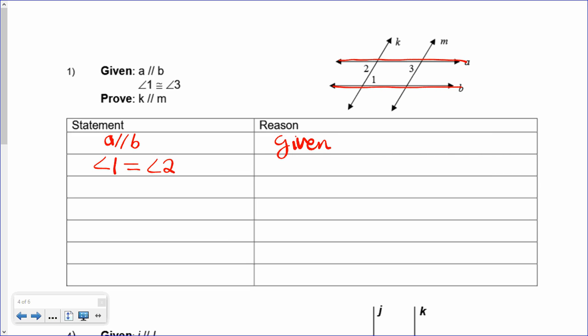Angle 2 is equal to angle 1? Yes. And the other order? You pick the order that you want. It doesn't matter what order. What reason would I give for angle 1 being congruent to angle 2? Alternate interior angles.